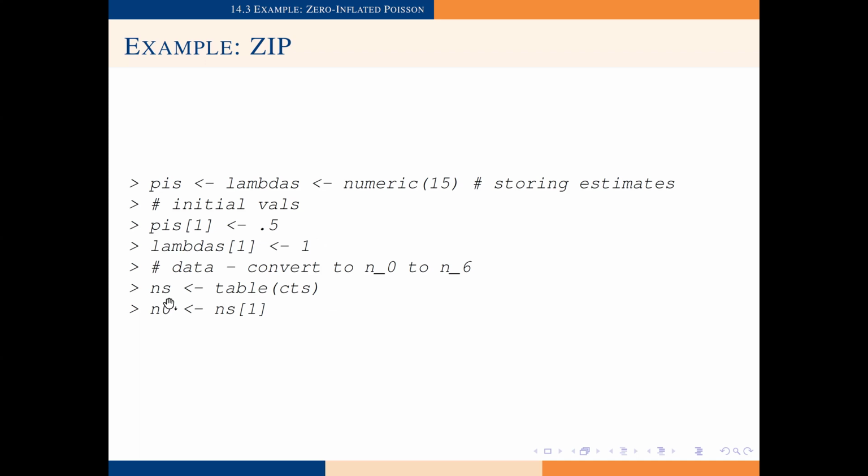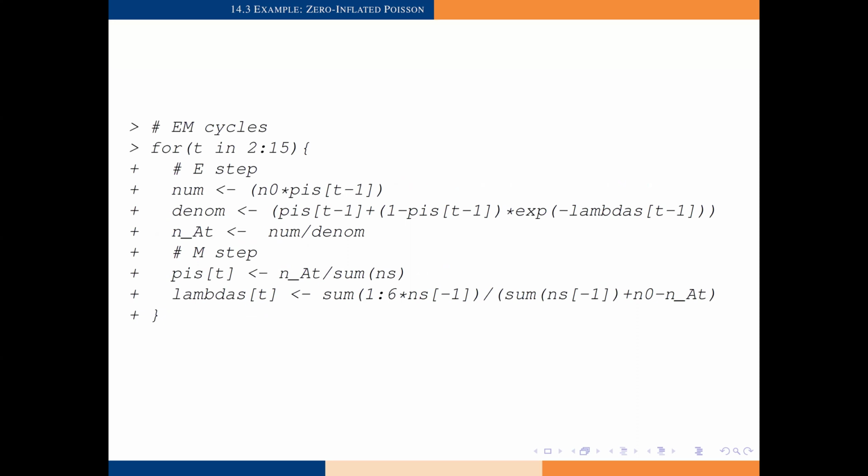The nth, which is the observed data, is essentially what we get if we do a table of the counts. Then N0 is going to be the first entry of it, which counts how many people report having 0 drinks. We know that some of them come from the A class, and some of them might be from the B class. So in each EM iteration, for t equals 2 all the way up to 15, we're going to repeat the E step and the M step.